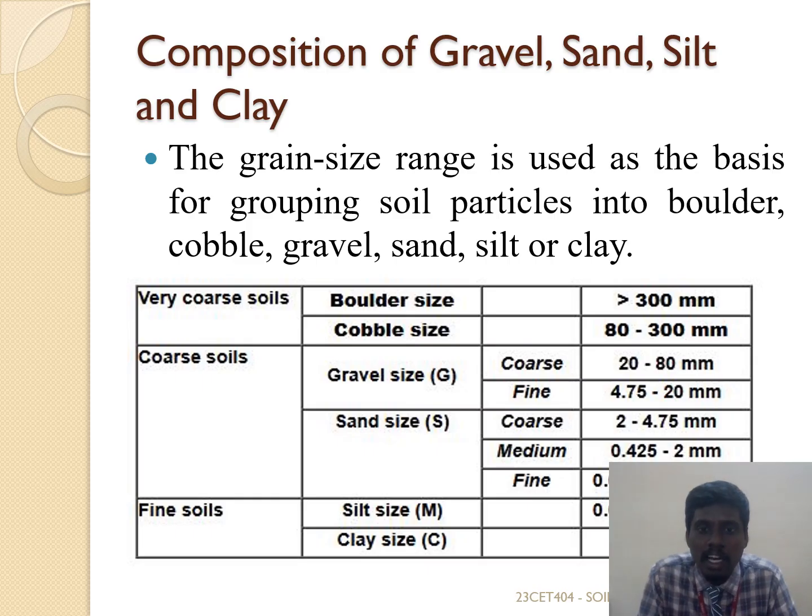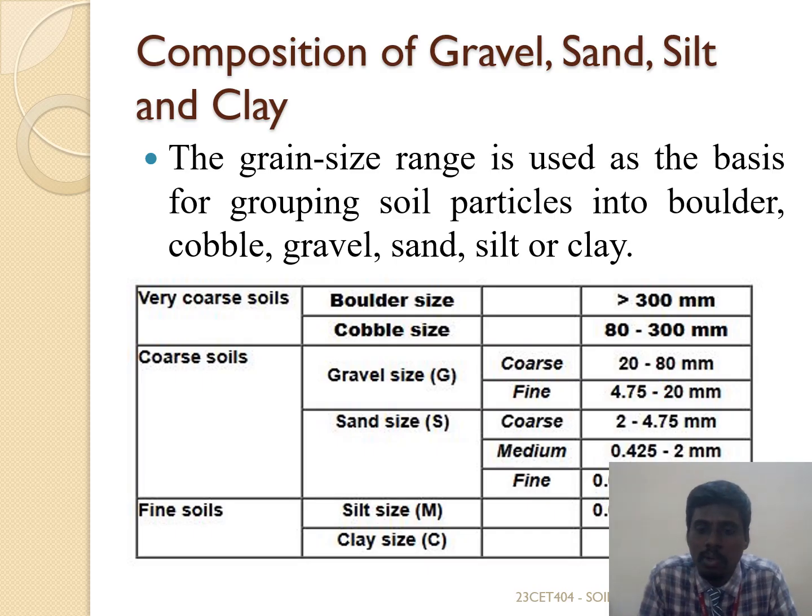The next thing is the grain size, which ranges based on size. The soil particles are grouped into boulder, cobble, gravel, sand, silt, and clay. The dimensions of each size are as indicated here. If the soil size is greater than 300 mm, it is called boulder size. If it is 20 to 80 mm, it is called coarse grained gravel. If it is 4.75 to 20 mm, it is called fine grained gravel.